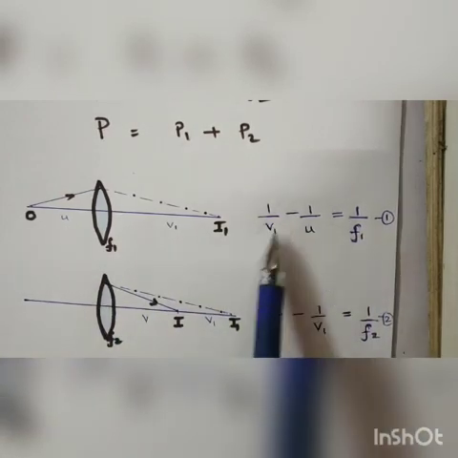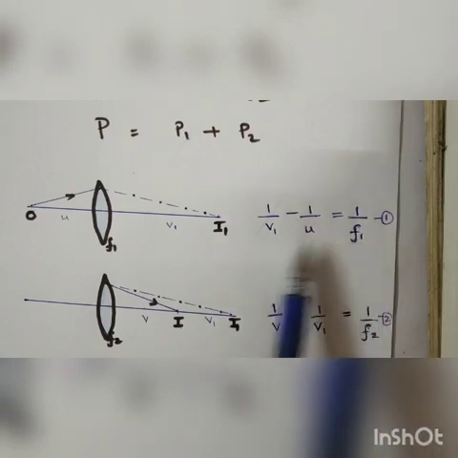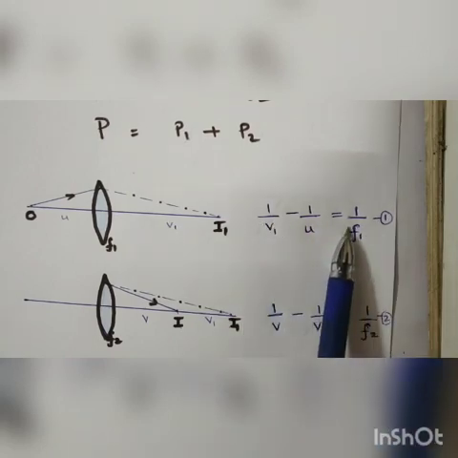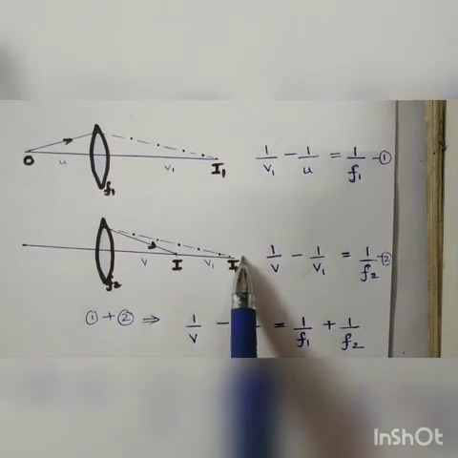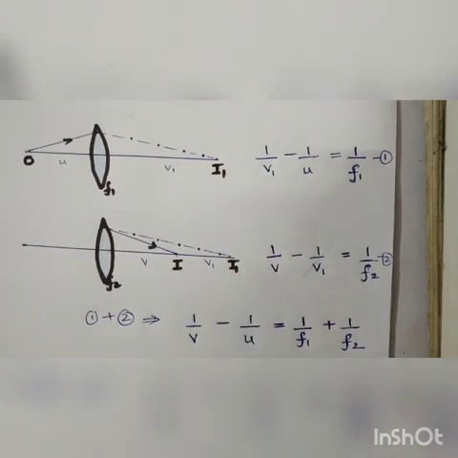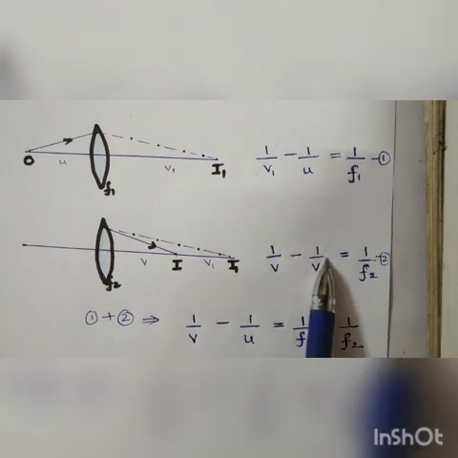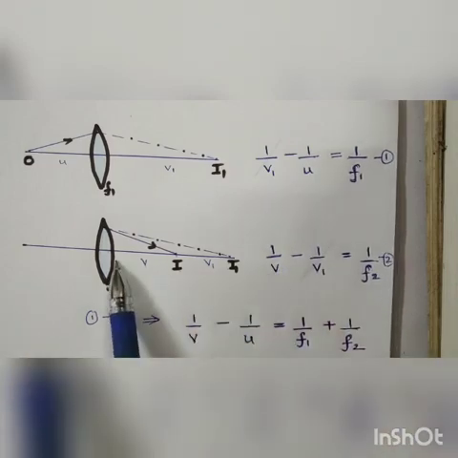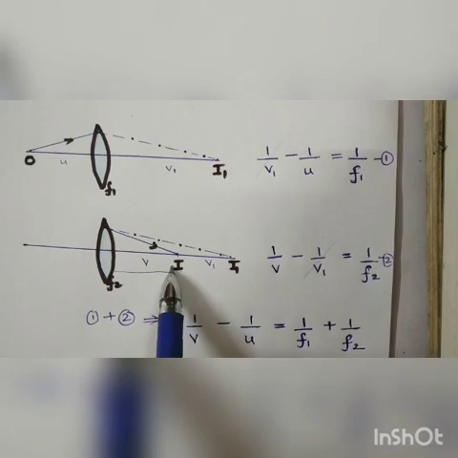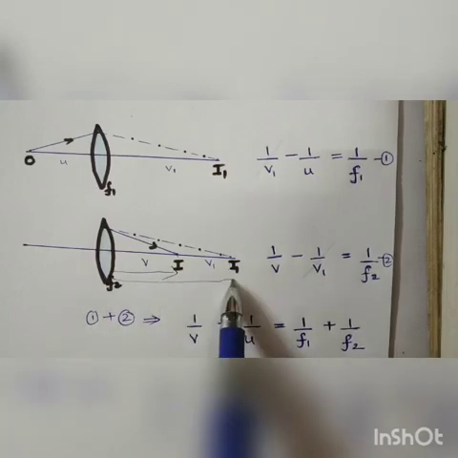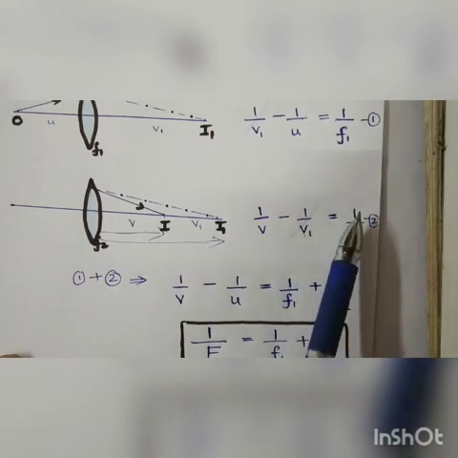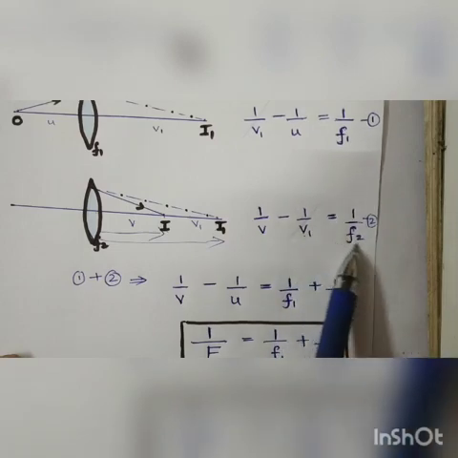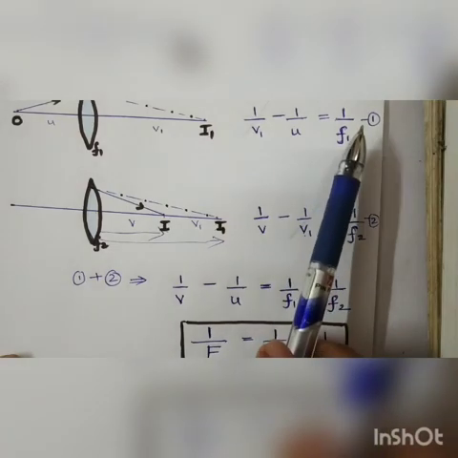1 by v minus 1 by u equals 1 by f. v becomes v1, f becomes f1. In case 2, this is the object. So instead of u, it is v1. Final image distance, this much distance is v. This distance is v1. So 1 by v minus 1 by v1 equals 1 by f2. Second case. You got two equations.